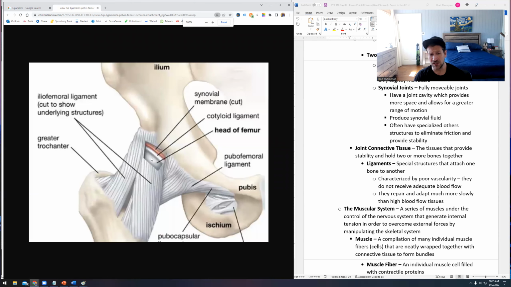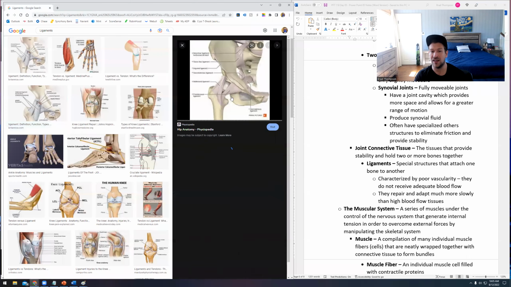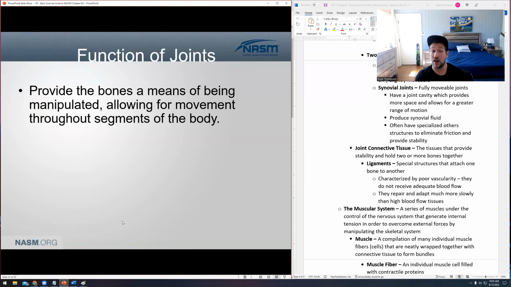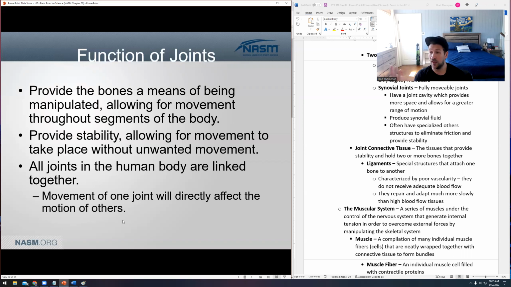So you can see there's a whole bunch of different ligaments holding this whole area together so that this bone does not become detached from this bone. And we need those ligaments to provide us with that stability, right? Look at how many ligaments we can see here. We need that stability from the ligament because synovial joints are really mobile, which is great, because our synovial joints allow us to manipulate our bones. It allows us to create human movement, right?